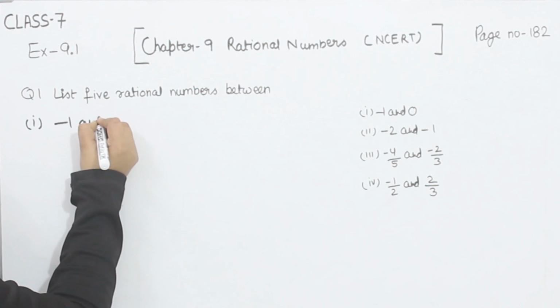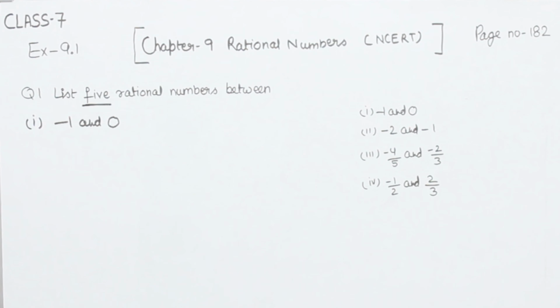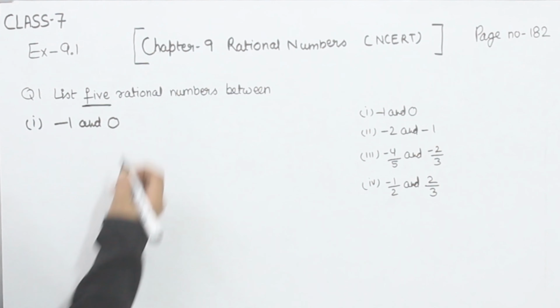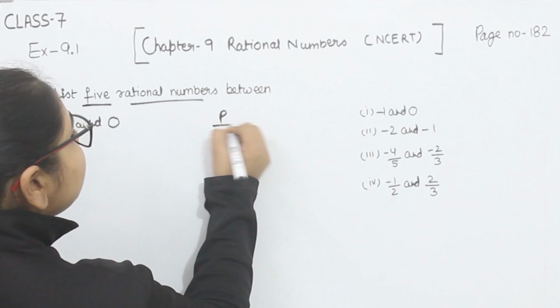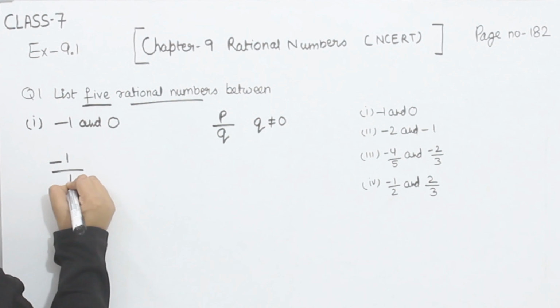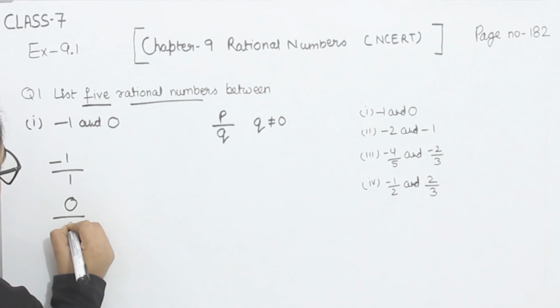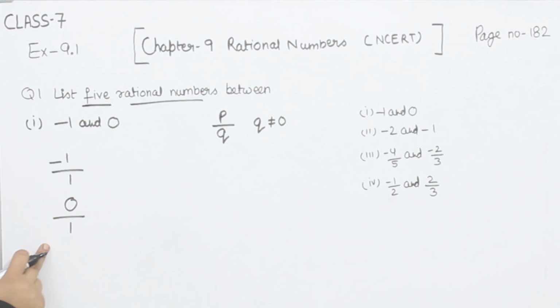Now we have to find 5 rational numbers between -1 and 0. First of all, rational numbers are the numbers which are in the form of p by q, and q should not be equal to 0. Right now they are not in the p by q form, so first of all I am going to put them in the p by q form. The first one is -1 by 1 and the second one is 0 by 1.